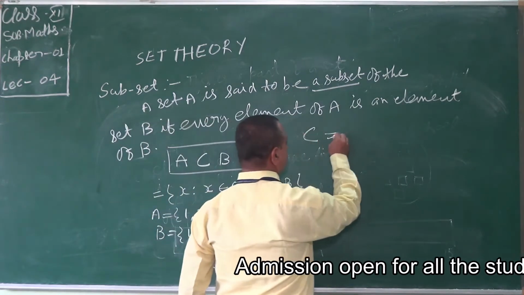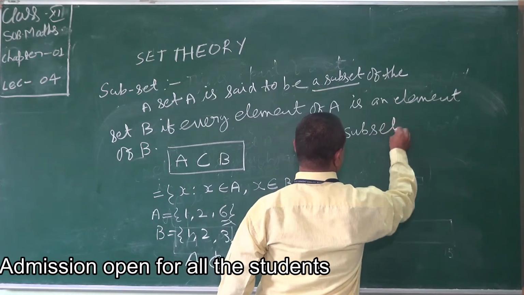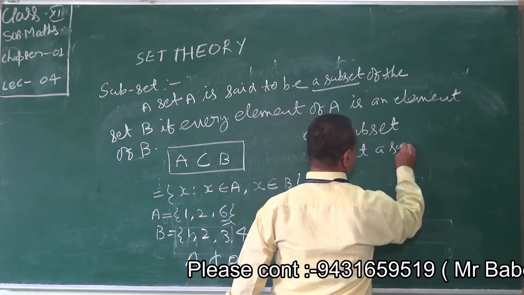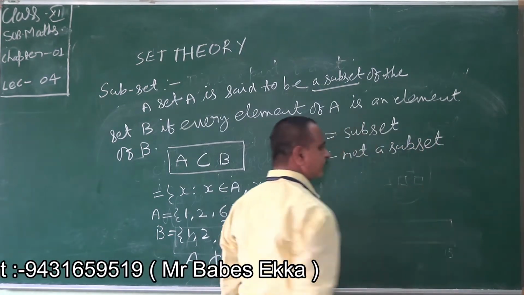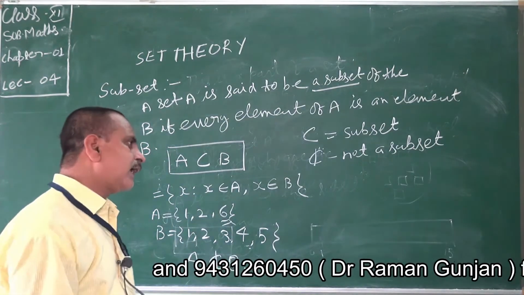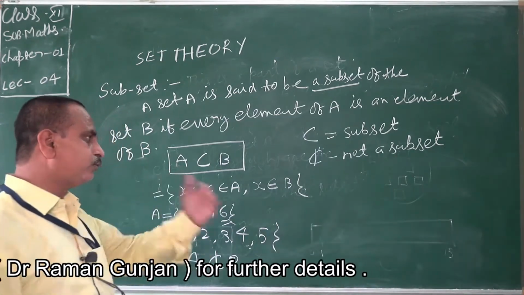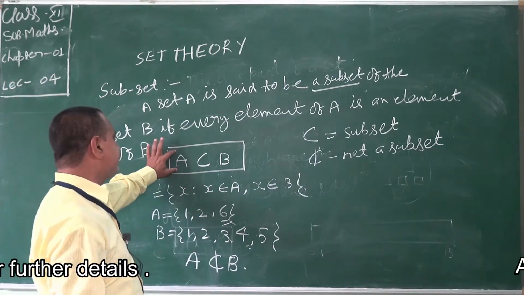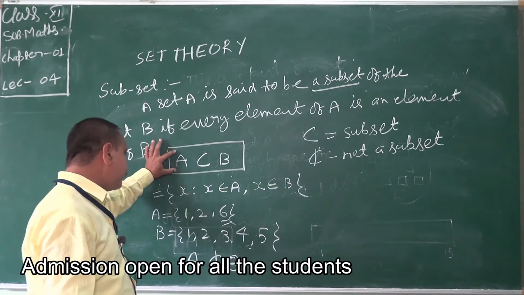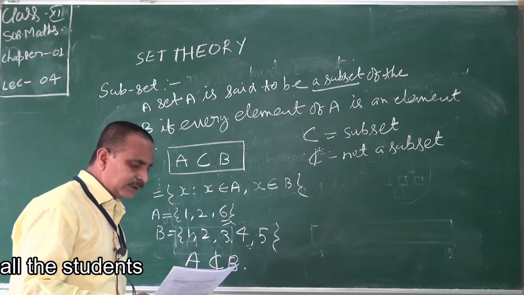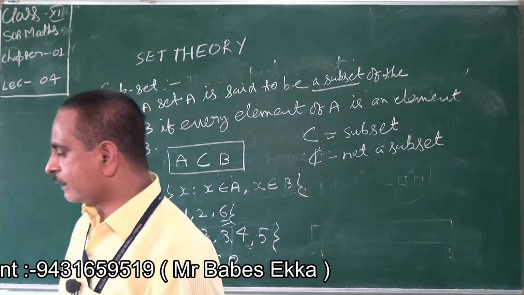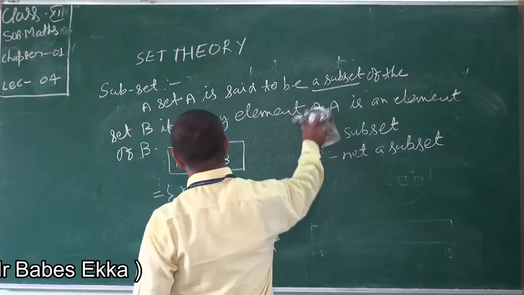It is the symbol of subset, and it is the symbol of not a subset. So by definition and example, I give an idea that there are two sets in which one set is a part of the other set, in which all elements of set A are present in the other set, then we say that it is a subset. Now we come to an exercise.